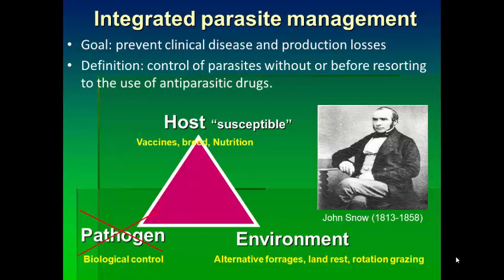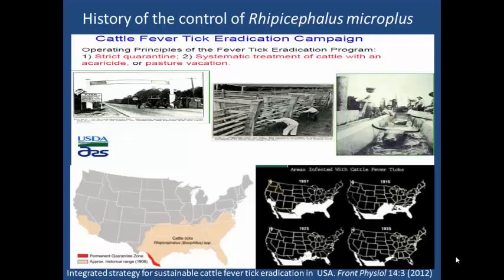which, as you can see, basically prove that you can prevent or control disease by disrupting the connection between any of these 3 points of this triangle. As I mentioned before, with very few exceptions, eradication campaigns have failed in totally eliminating parasites from any country.